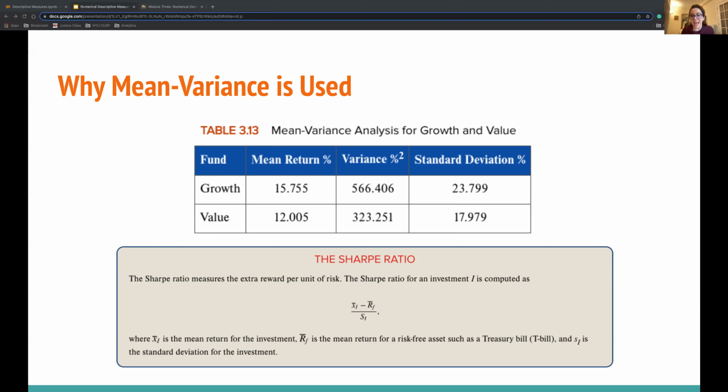So we take the mean and subtract from it a risk-free asset, such as a treasury bill, and divide by the standard deviation. And this really gives us that metric of how much is this relative risk to the potential value that this fund or stock might result in.